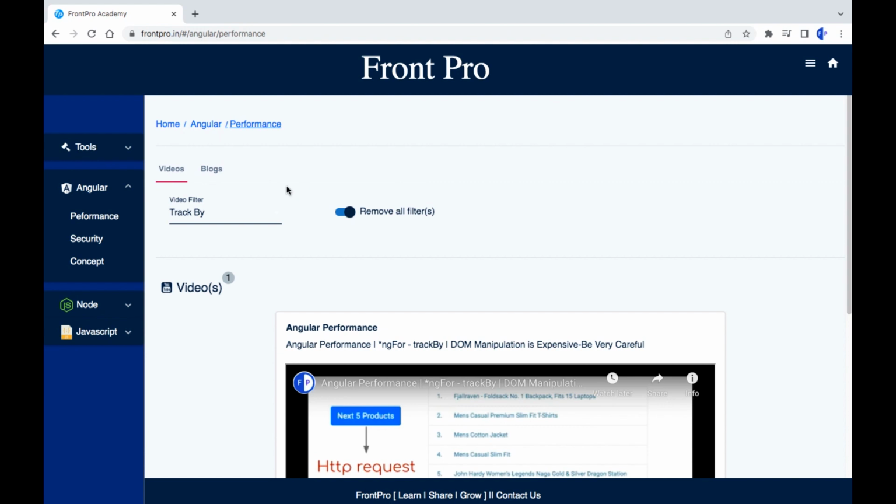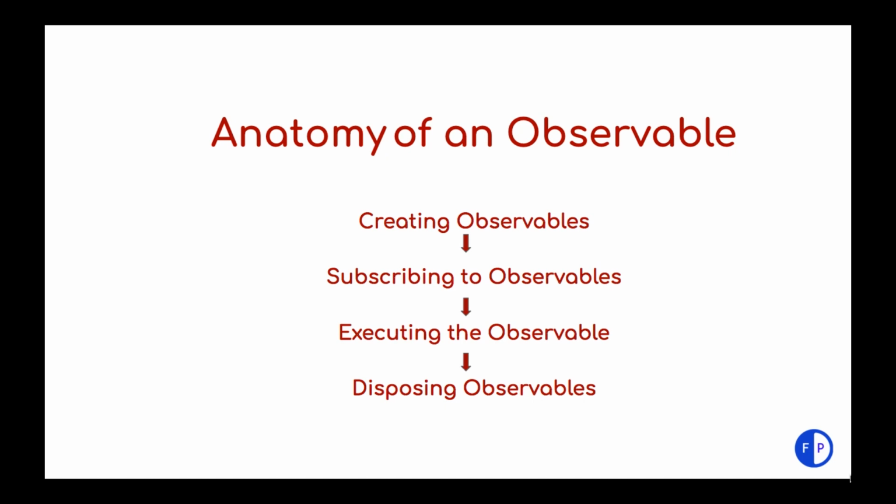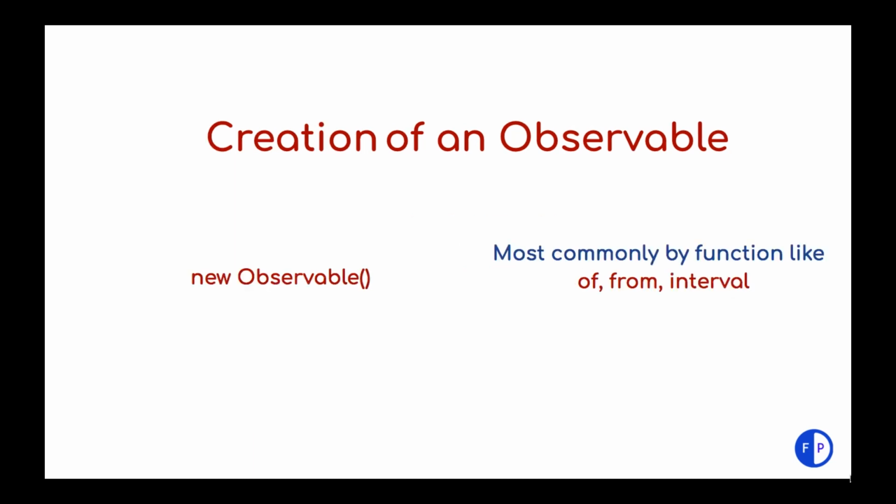Okay, so let's jump into the observable part, where we'll see what exactly we need to do, and we will understand the anatomy of observables first before jumping into this playground, right? There are a few basic concepts you must know. The anatomy of observables considers four phases: creating observables, subscribing to them, executing the observables, and disposing them. Observables can be created by common functions like of, from, interval, as well as new Observable.